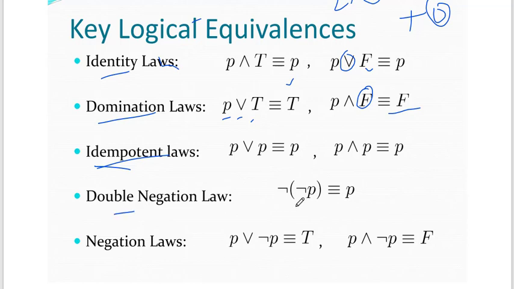Double negation. If we apply double negation, that will become logically equivalent to P. Like if I am at home, its negation will be I am not at home. Now we want to apply double negation: I am not at home, and its negation will become I am at home. So this becomes the first statement, P. So if we apply double negation, then it will become the same.